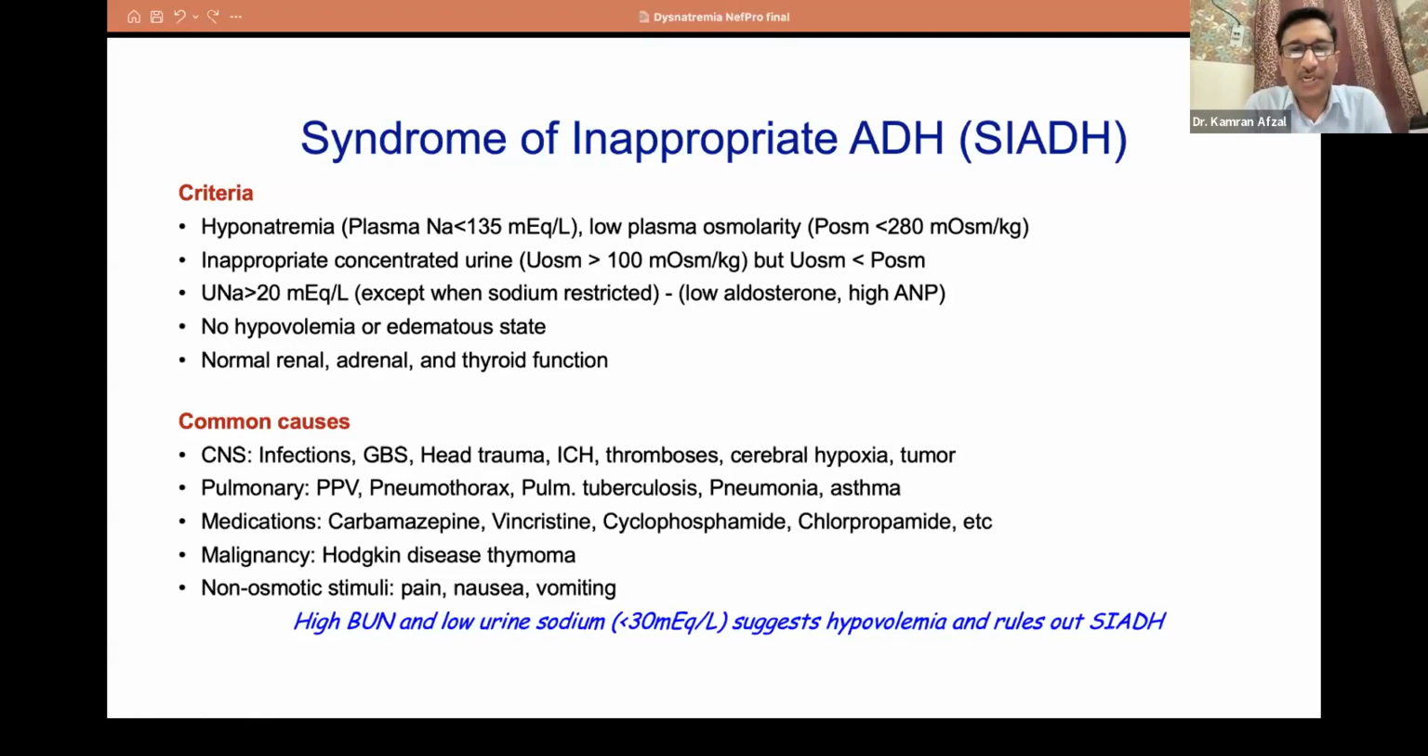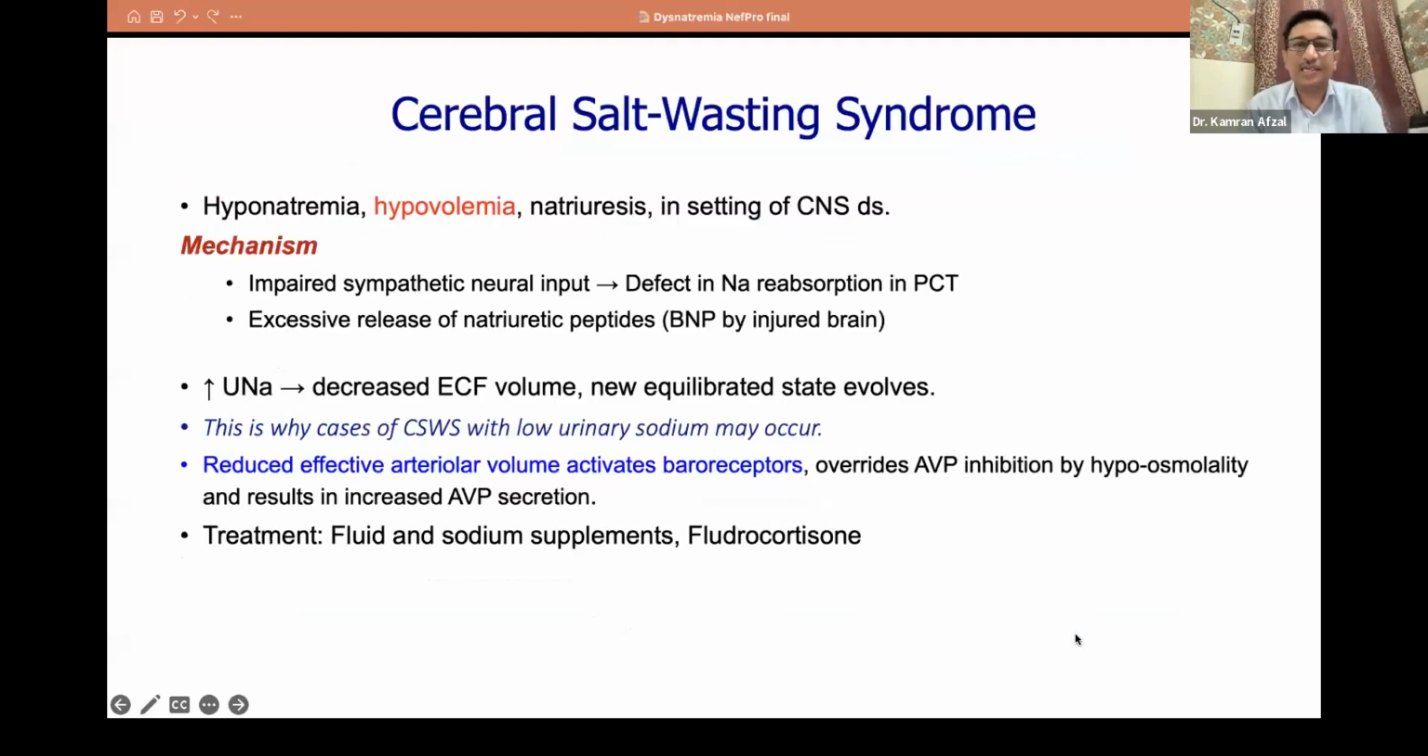Since we do not have facilities for osmolarity measurement in most places, just look at the blood urea nitrogen and you can measure the urinary sodium values. So if you find that the blood urea nitrogen is elevated and the urinary sodium is low, this suggests more likely hypovolemia and makes the diagnosis of SIADH less likely.